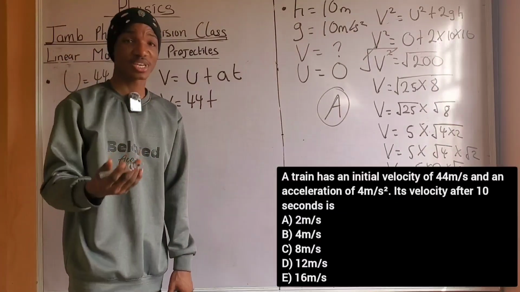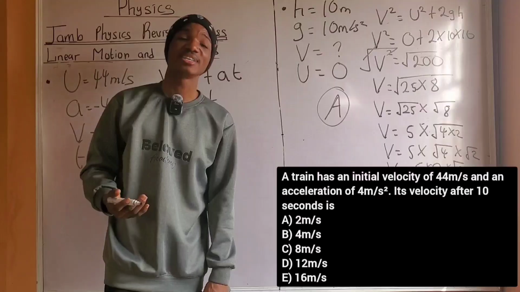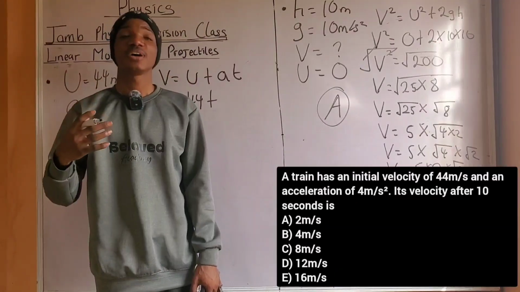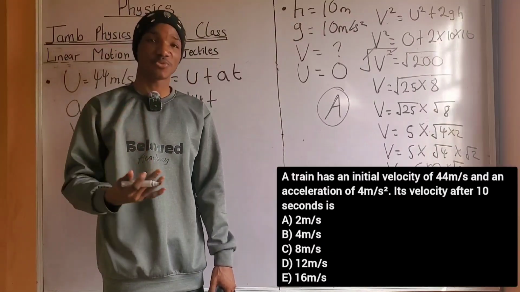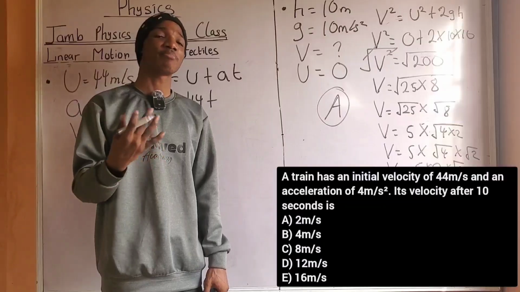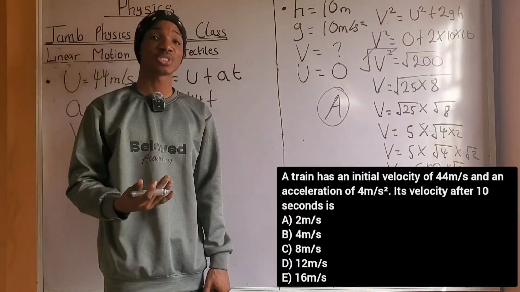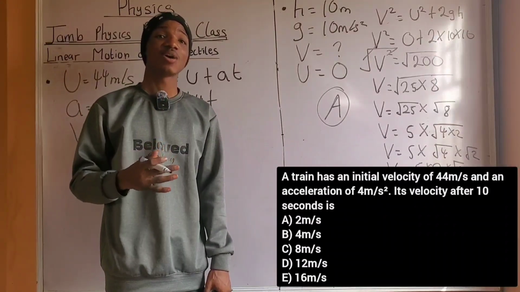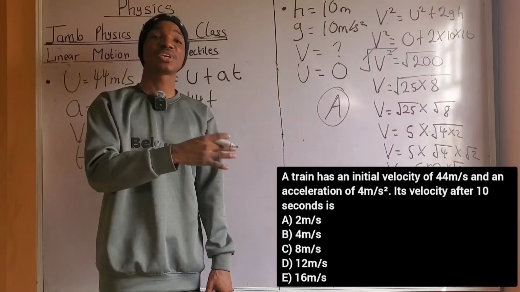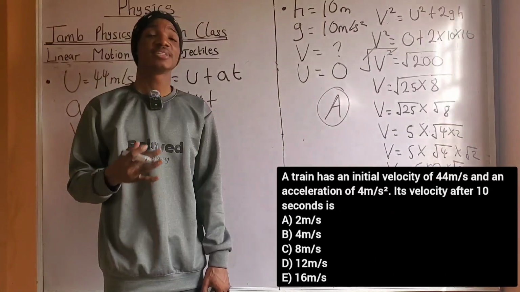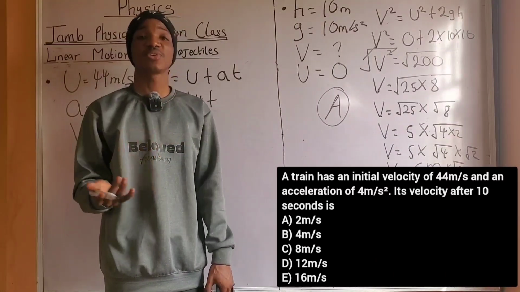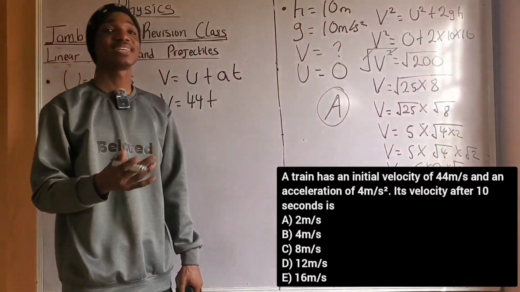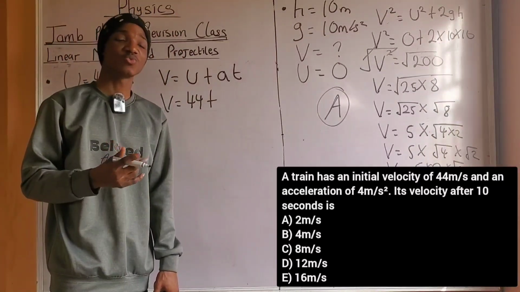And negative acceleration is what? Retardation. Now take for instance, you are in a bus and the bus is moving with a velocity of 44 meters per second. Now a brake is applied to the bus. What will happen to the velocity? The velocity will decrease, right? What causes the velocity to decrease is the application of the brake. The braking force is what makes the velocity decrease. Now, the acceleration of that bus will be negative.